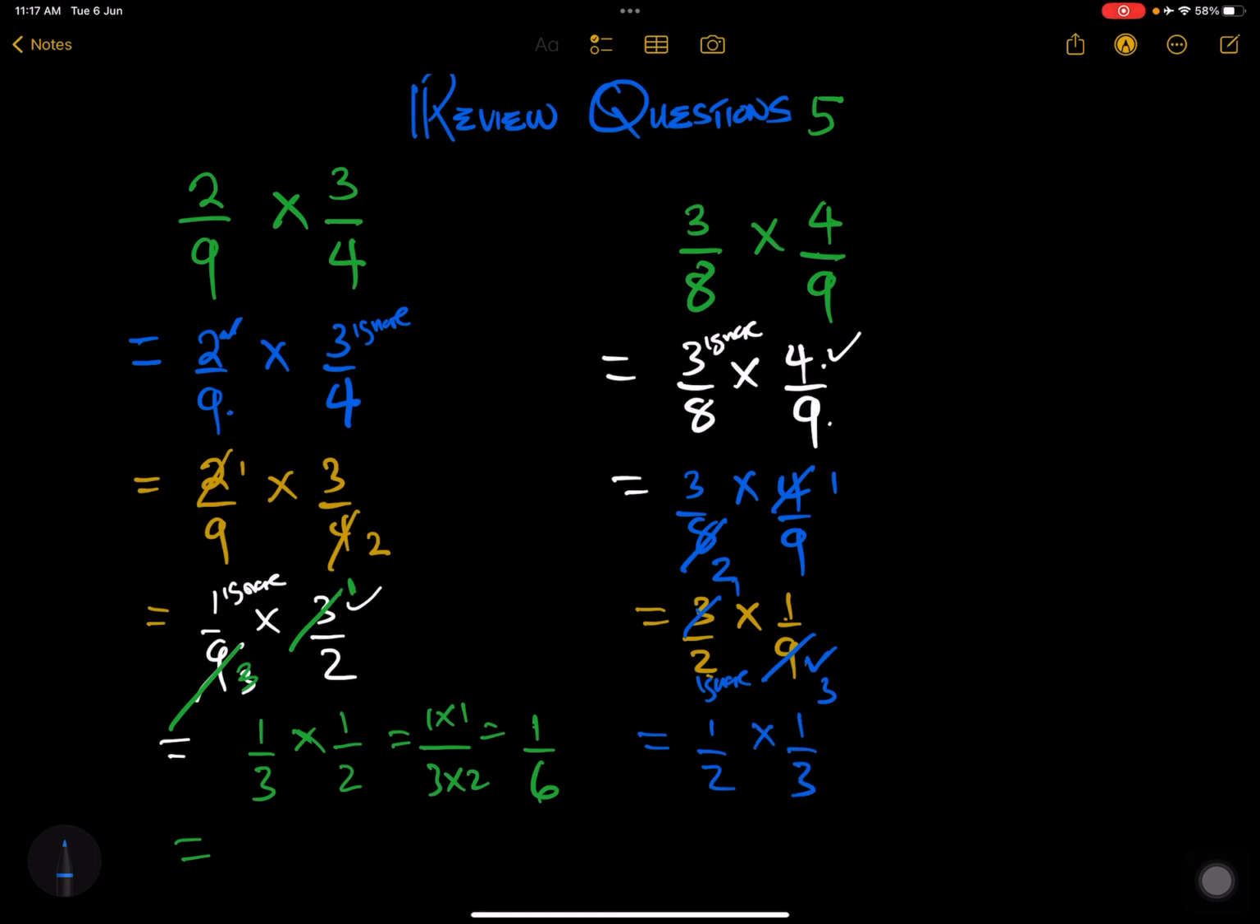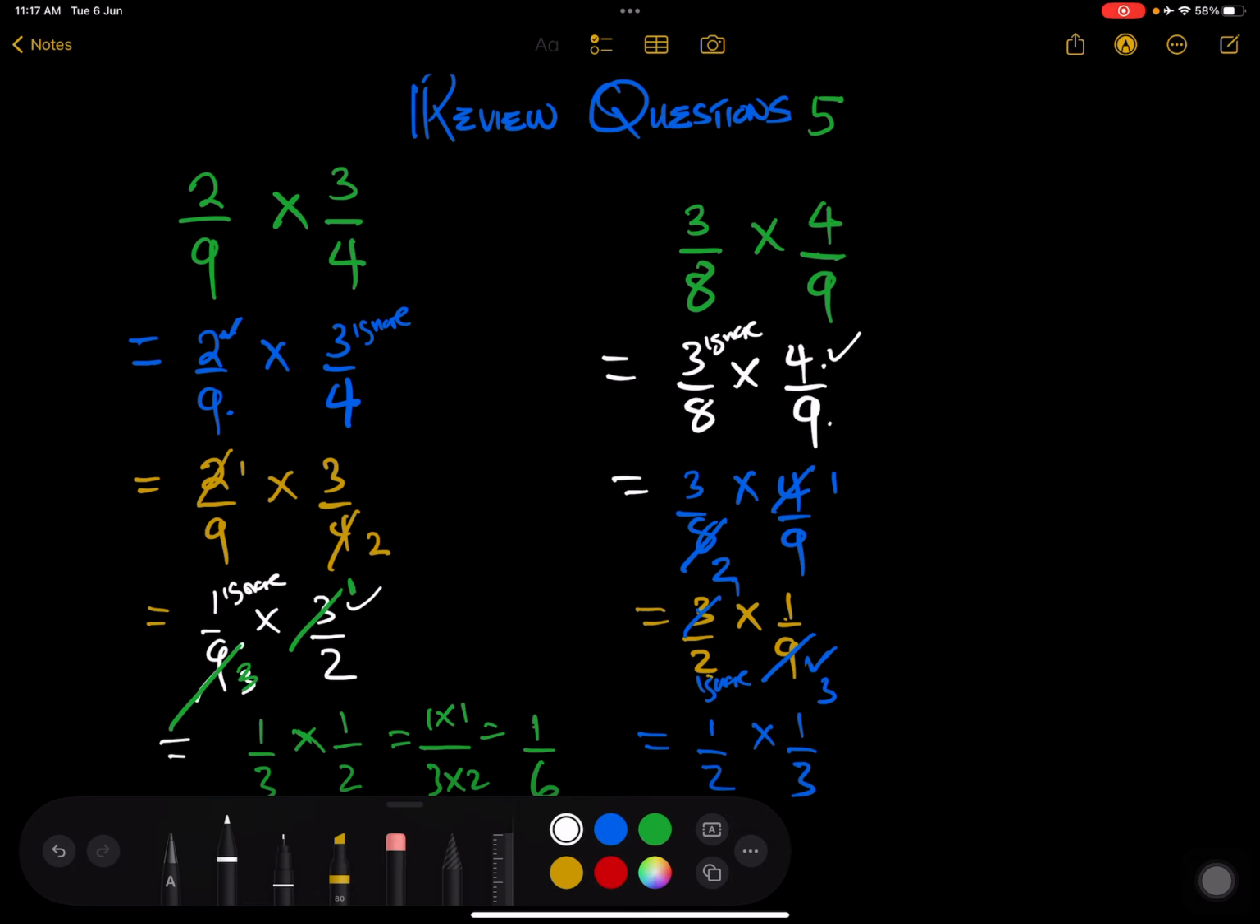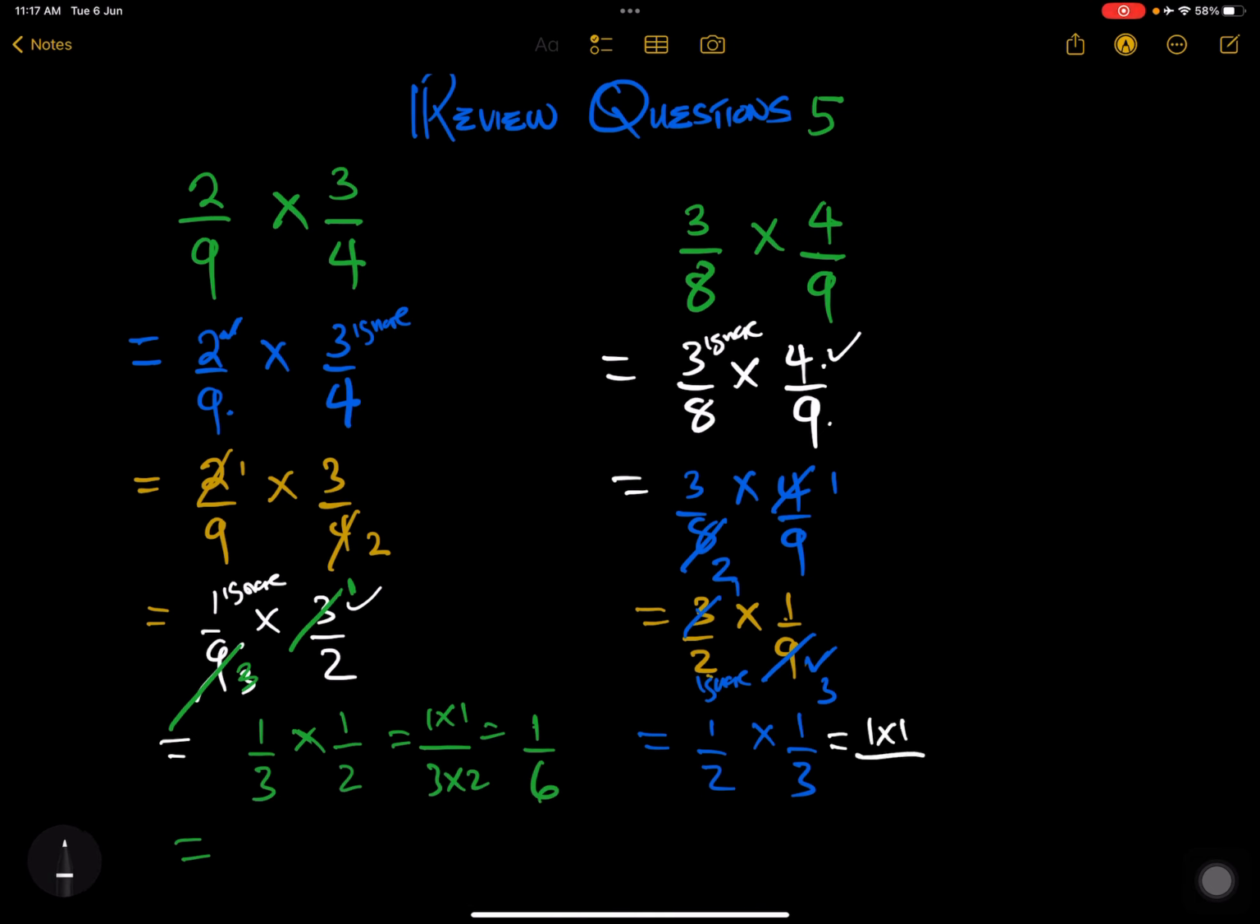And I think there are no more common factors. If there are no more common factors, we multiply the numerators together and divide by the multiplication of the denominators. We're going to get 1 over 6. I hope this helps.